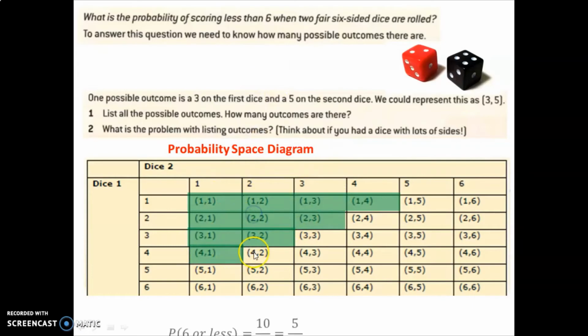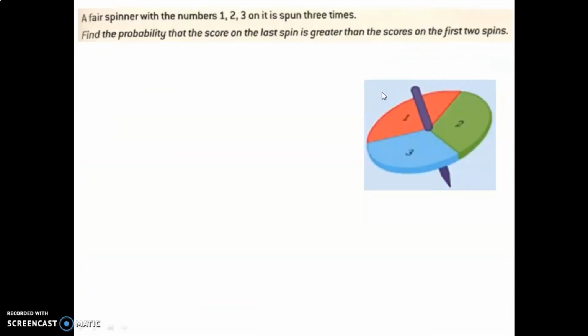So that is 10 out of 36 possibilities, which can be reduced to 5/18. So again, that's a sample space diagram. It's often very helpful, unless, of course, your sample space is very, very big, and then you wouldn't want to list all the possibilities. Let's look at another example.